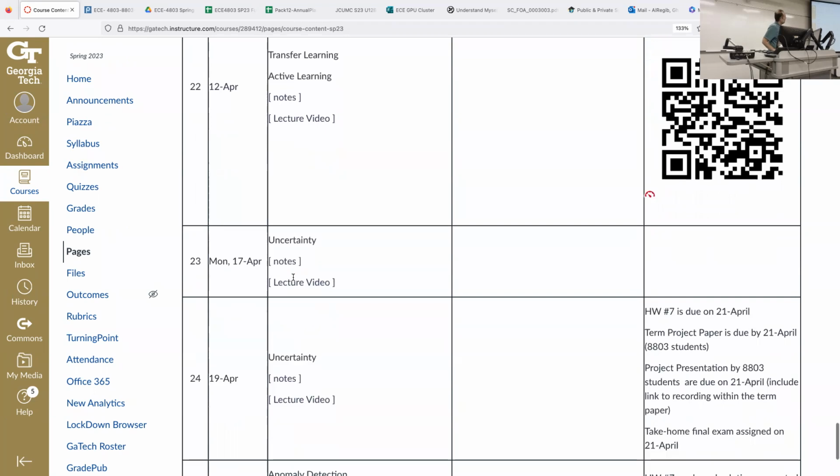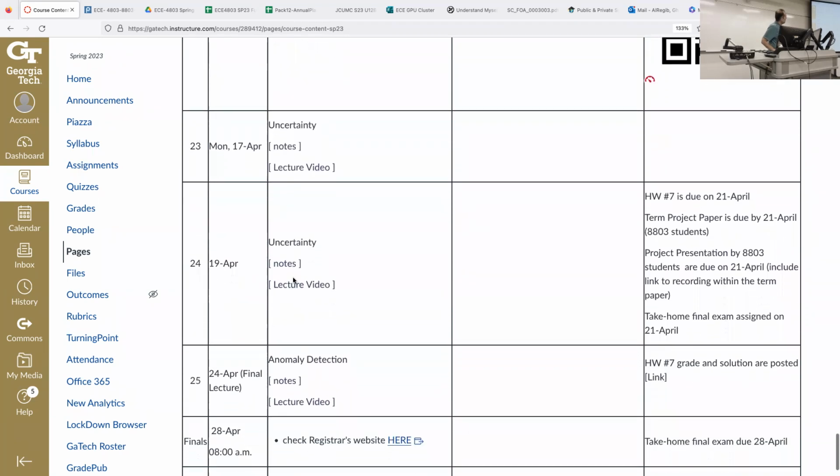And then April 21st is really very busy, especially for the graduate students, because homework 7 is due, the project is due, and the final exam is released. So please plan accordingly, especially the graduate students. That's a very, very busy week, and that's only for one course. I know you have other courses.